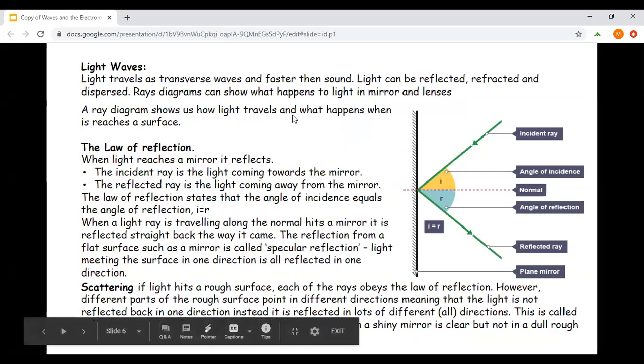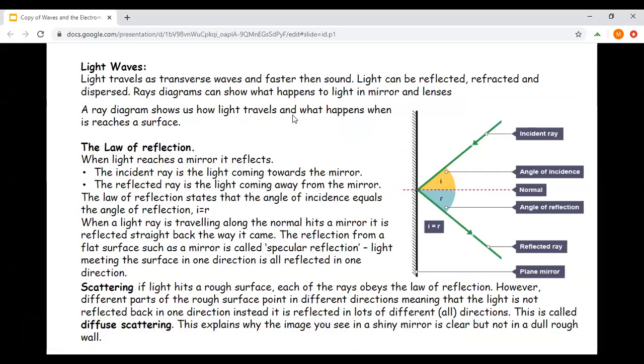So, as I said, they are transverse waves, the light waves. They're faster than sound. They can be reflected, refracted, or dispersed. Now, when we are looking into light waves, we tend to use something called a ray diagram, and the ray diagram shows us how light travels and what happens.